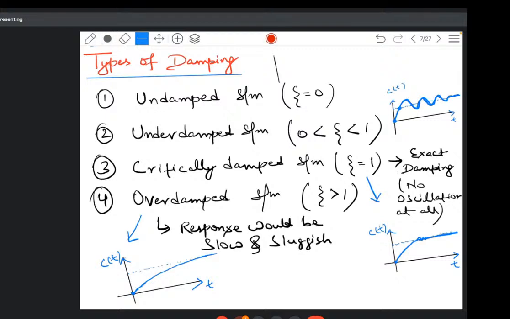And undamped, what does that mean? I just showed you. Undamped means it will continue to oscillate about the steady state. The response will never get settled. It will continue to oscillate about the steady state. Suppose this is my steady state. This will continue with the same amplitude. This will be constant, and it will continue to oscillate. So this can be the plot of the undamped system. Underdamped system, critically damped system, and this is the overdamped system.